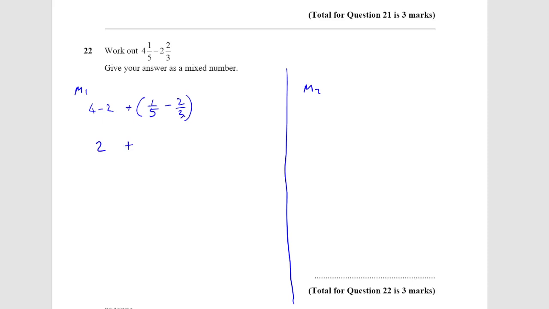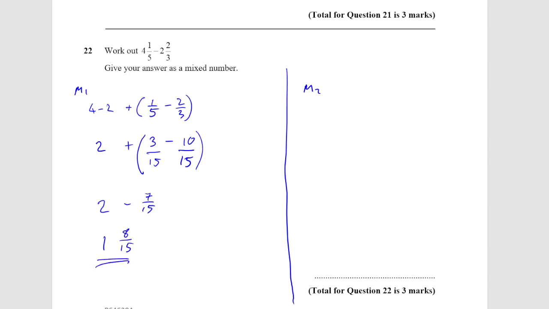And then we need to put these over the same denominators, so that's going to be 15. So this one's times by 3, and this one's times by 5. So we've got 2, and now it's minus 7 over 15, which would be 1 and 8 over 15.